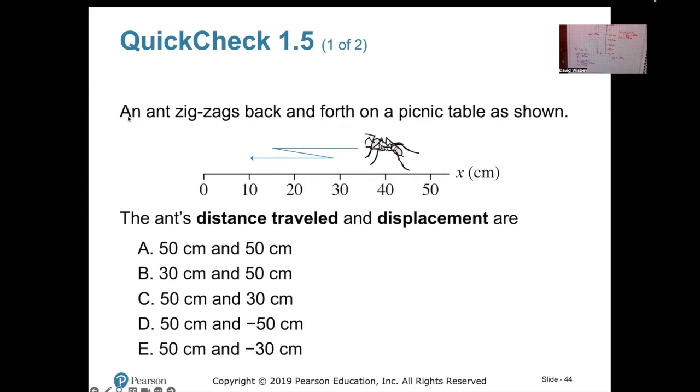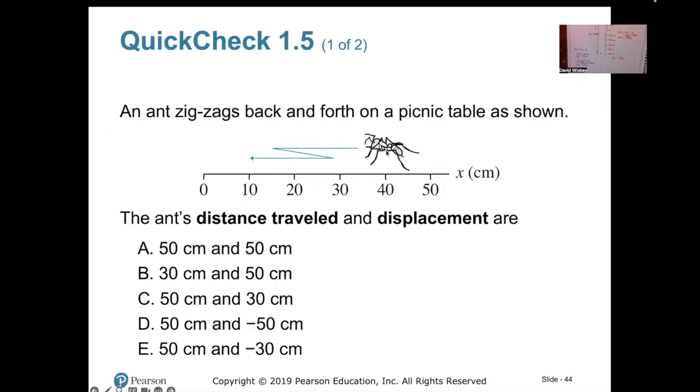All right, so let's look at this. I think it starts off at 40 here. Let's start with the displacement. So definitely he starts off at 40, he ends up at minus 10. And so right there, that tells us that his net displacement is minus 30. So it can really only be E, but let's talk about the distance that he traveled.